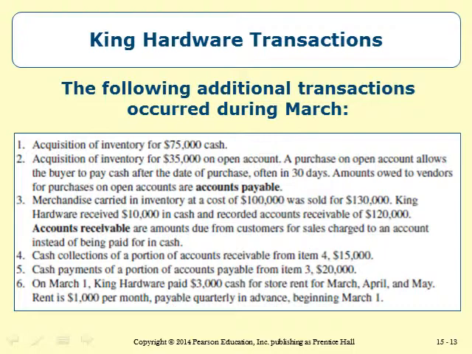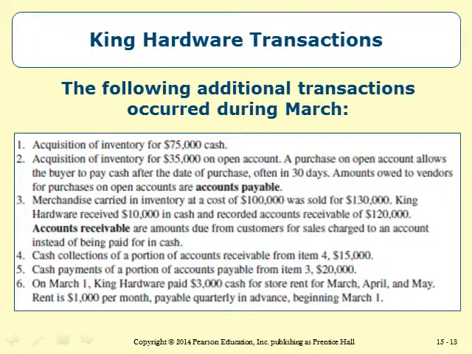Merchandise carried in inventory at a cost of $100,000 was sold for $130,000. King Hardware received $10,000 of that $130,000 in cash and recorded accounts receivable of $120,000. Accounts receivable are amounts due from customers for sales charged to an account. They are assets of the entity. Then we have cash collections from a portion of accounts receivable from item 4 of $15,000.